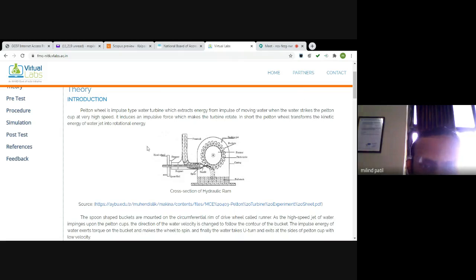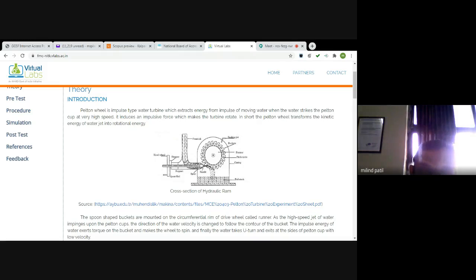Mostly, the water is stored in the dam. As shown in this figure, the water stored in the dam is allowed to enter into this penstock. At the end of the penstock, the nozzle is fitted. Here, the potential energy of the water stored in a dam is converted into kinetic energy when it moves through a penstock. And then while coming out from the nozzle, this kinetic energy is very high, and the high kinetic energy jet is allowed to impinge over the buckets.